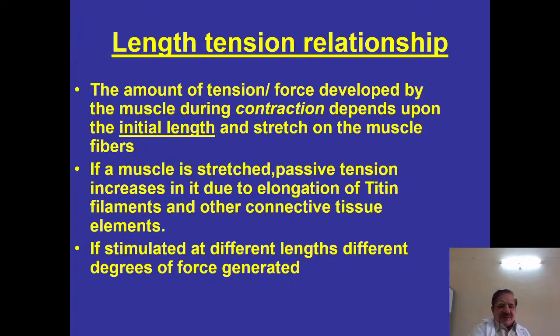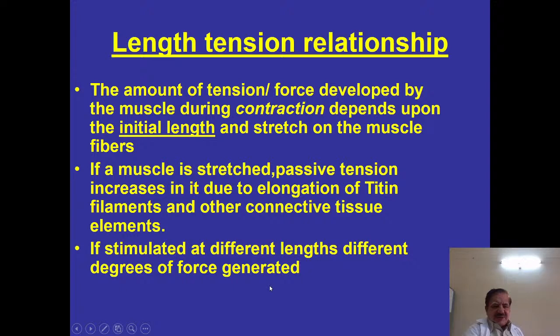If stimulated at different lengths, different degrees of force are generated. So, the actin and myosin filaments are attached to the sarcomere, and from the Z band to the M band there is one titin filament attached. Now, if the Z bands are completely apart, that means the I band, that is, the actin filaments, are not overlapping the myosin filaments. That is the elongated length.